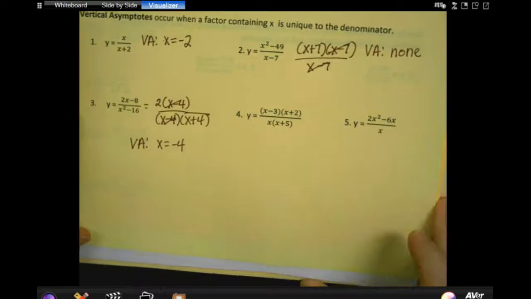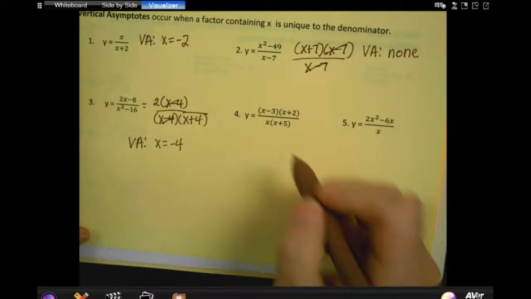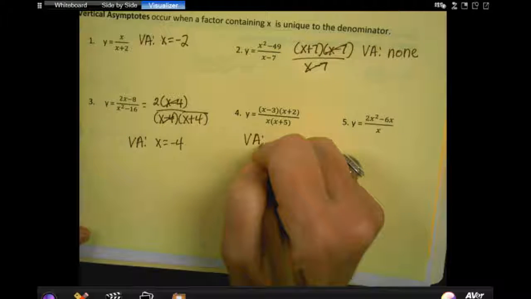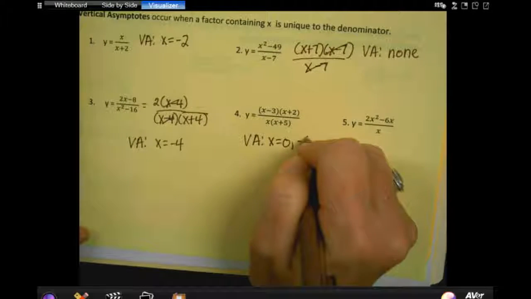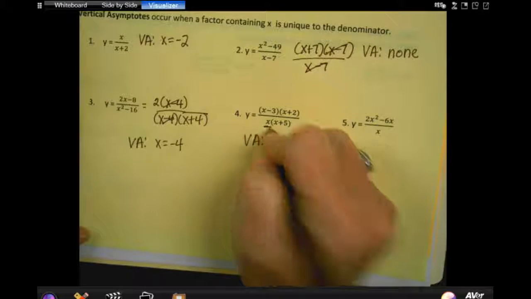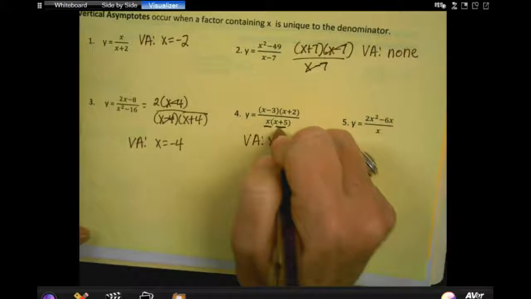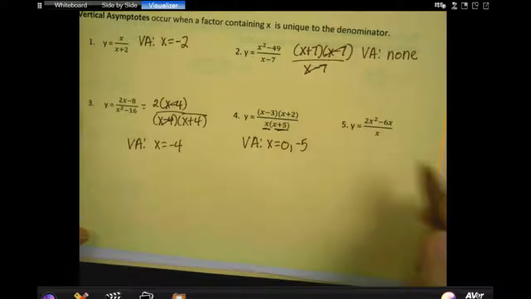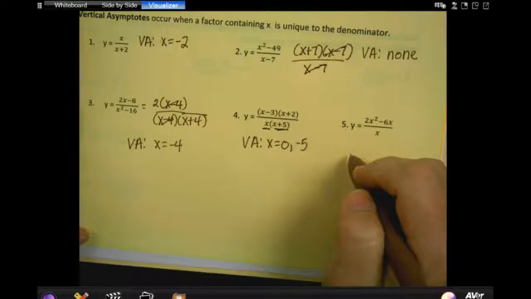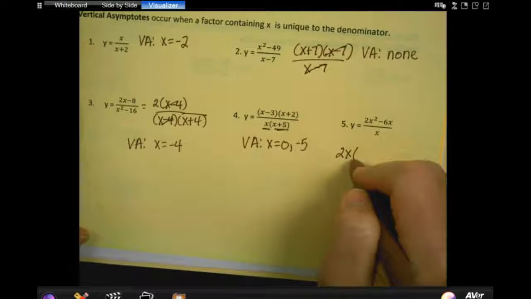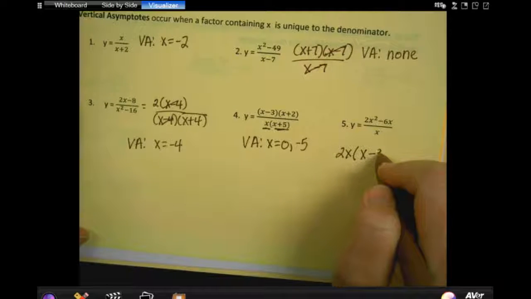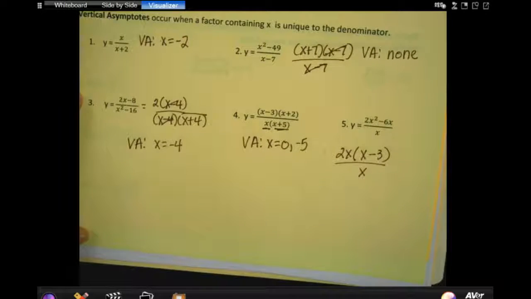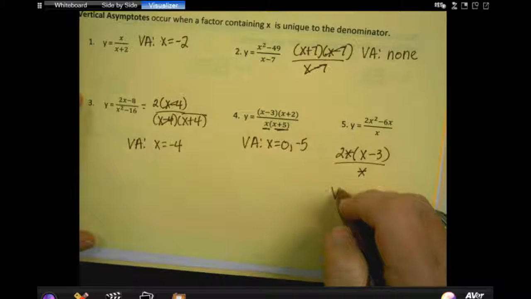So on number 4, does anything cancel? No. So what are my vertical asymptotes? Very good. We want the x equals 0 from right here and the x equals -5 from right there. And on the next one, you have to factor on top. What can I take out? 2x, which leaves x minus 3 and an x on bottom. And so now what cancels? So do I have a value on bottom? No. So I have no vertical asymptote.